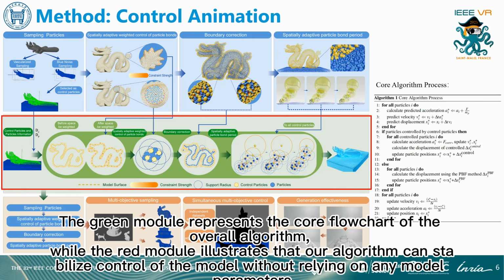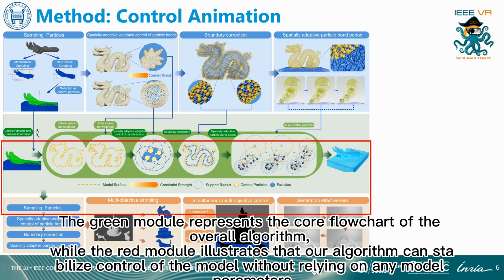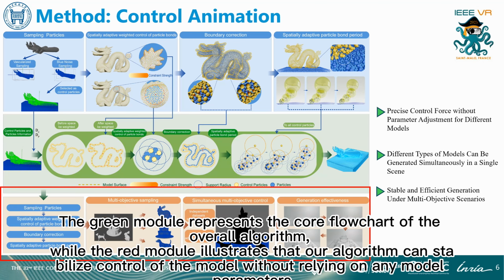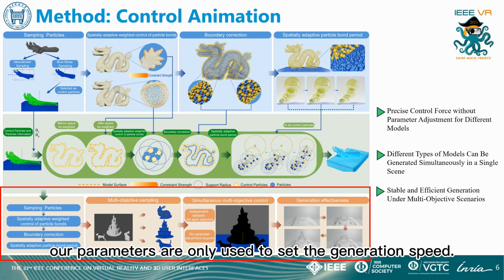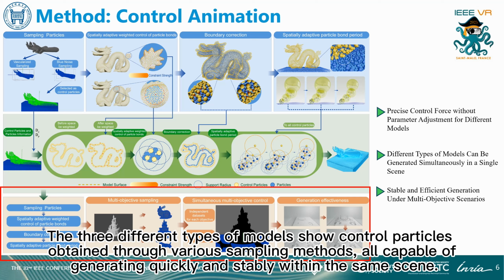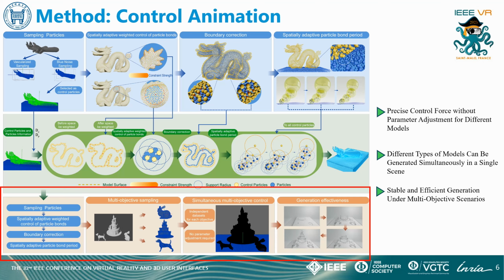The green module represents the core flowchart of the overall algorithm, while the red module illustrates that our algorithm can stabilize control of the model without relying on any model parameters. Our parameters are only used to set the generation speed. The three different types of models show control particles obtained through various sampling methods, all capable of generating quickly and stably within the same scene.